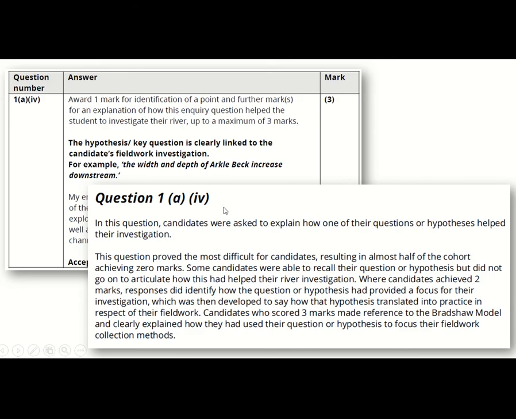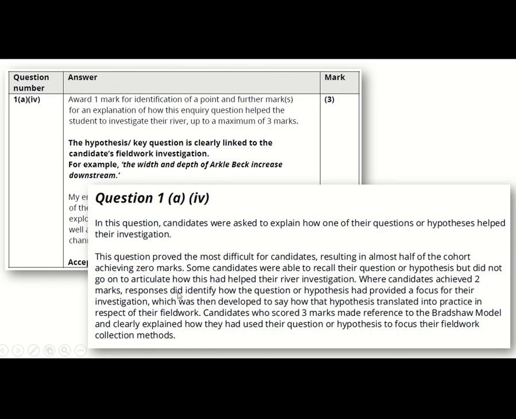Now this is the examiner's report, and this is how they show you. I won't always read them out, but I'll read this one out for you. In this question, candidates were asked to explain how one of their questions or hypotheses helped their investigation. This question proved the most difficult for candidates, resulting in almost half the cohort achieving 0 marks. So look, if you can get 1 or 2 for this by linking it to the Swannington Beck, you're already onto a winner. Some candidates were able to recall their question or hypothesis, but did not go on to articulate, that's tell them, how this helped their river investigation.